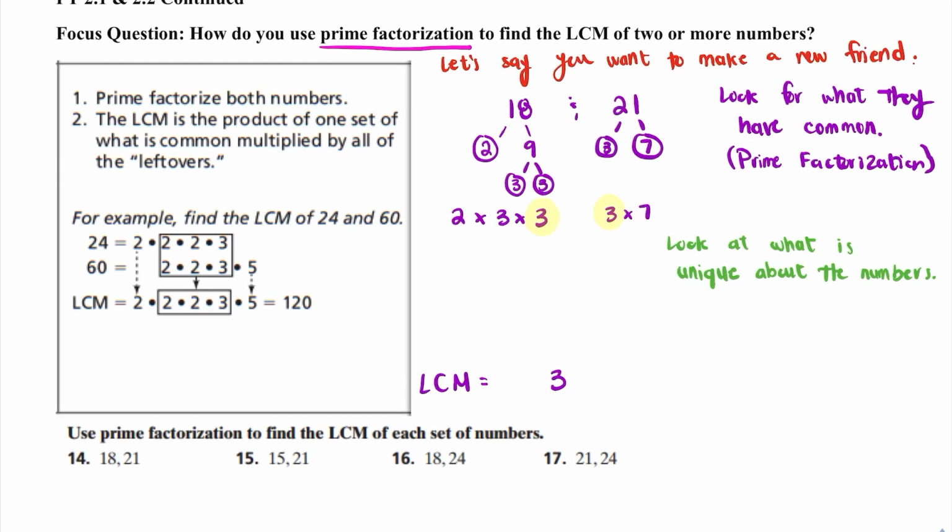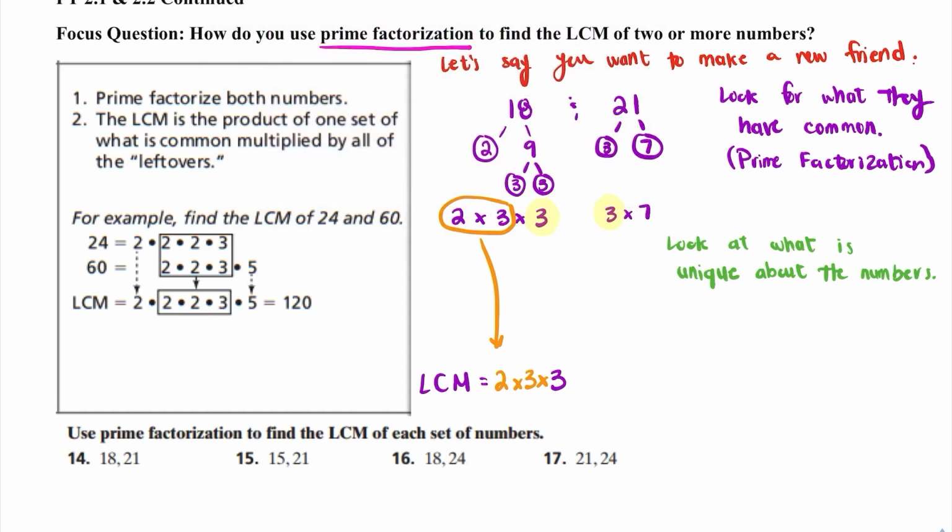So what is unique about 18? What does 18 have that 21 doesn't? Well, you'll notice that it has this 2 times 3. So what I'm going to do is take that and add it here. Well, not add it, I'm multiplying, okay? But I'm inserting this 2 times 3 into the problem here, okay?